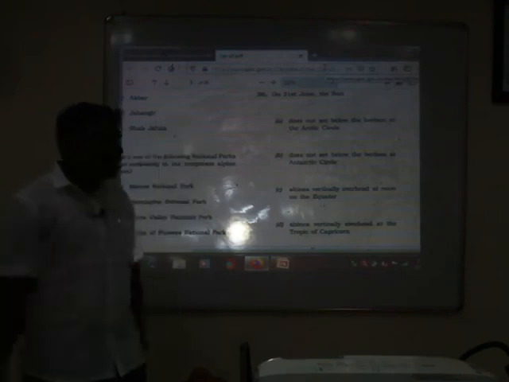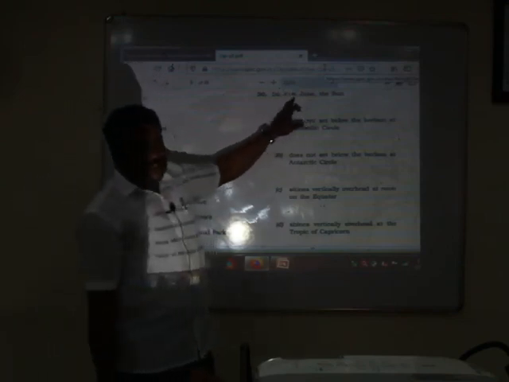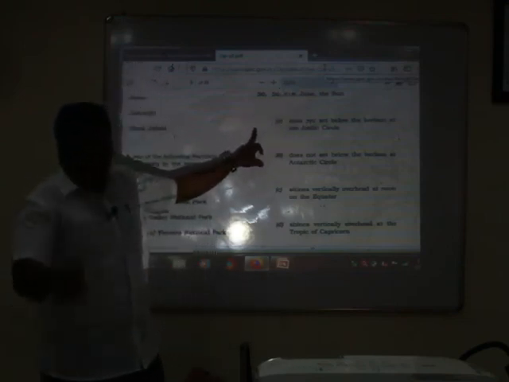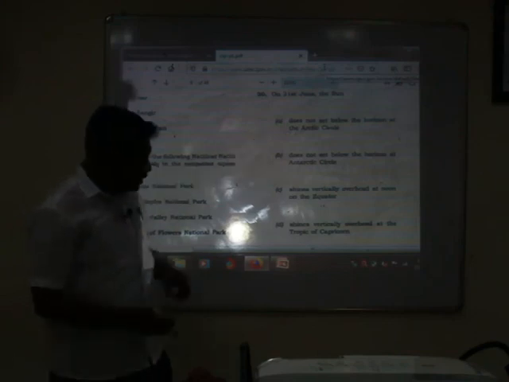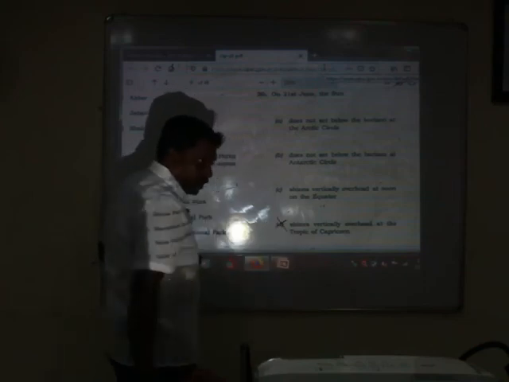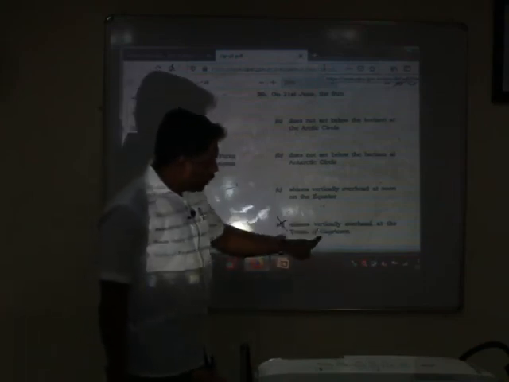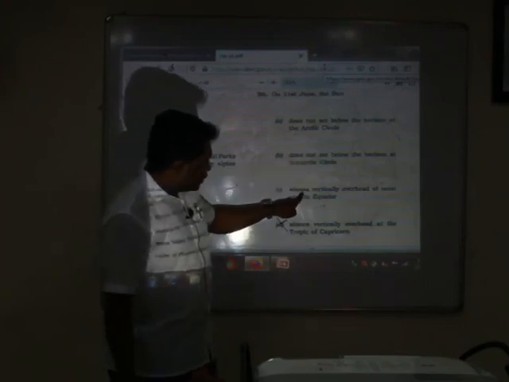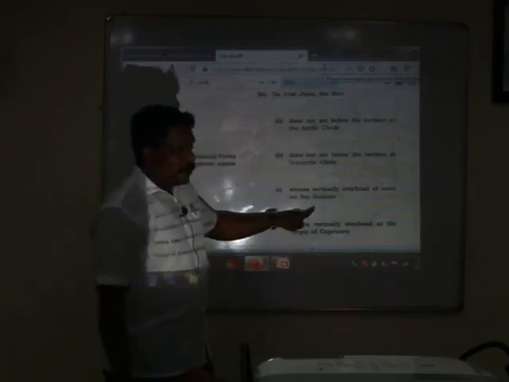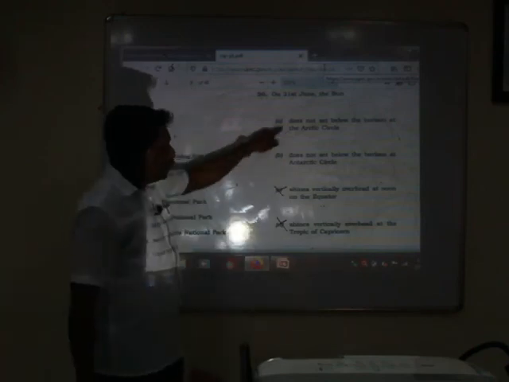Okay. Where exactly are the sun's vertical rays on June 21st, where does it shine vertically overhead? Tropic of Cancer. Am I right? If that is the case, D is ruled out. Am I right? D says shines vertically overhead at what? Tropic of Capricorn. Second, it says shines vertically overhead at the equator. That is also ruled out. Am I right? Now see this.